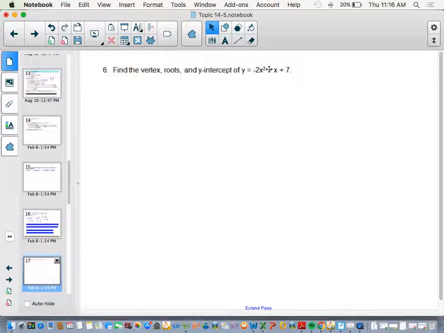Where is there a 0? This one, for the vertex? There is a 0 for this one. It is a max. It's a maximum, so you're going to go second trace 4. Remember to go way to the left, press enter, go way to the right, press enter, and then press enter one more time.